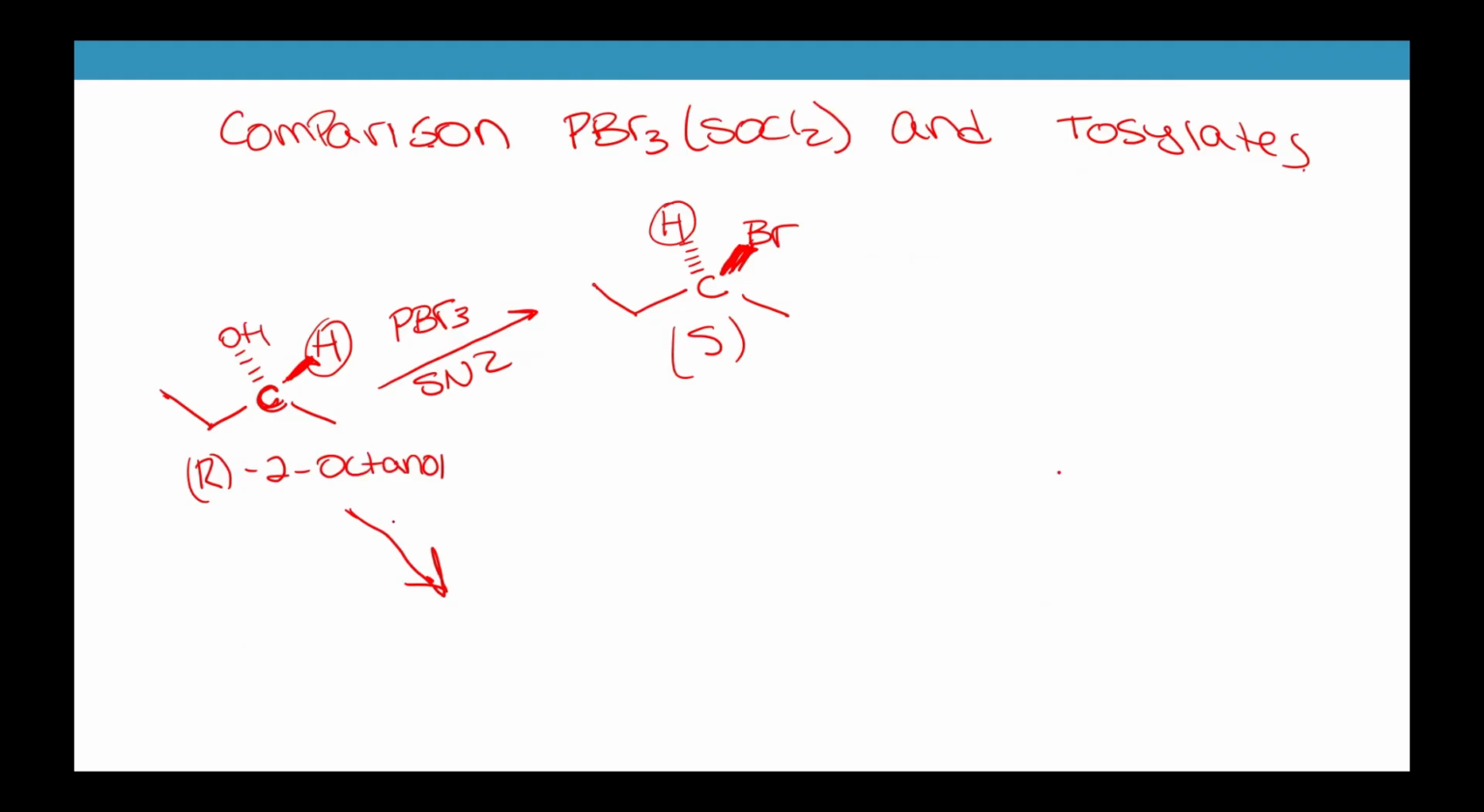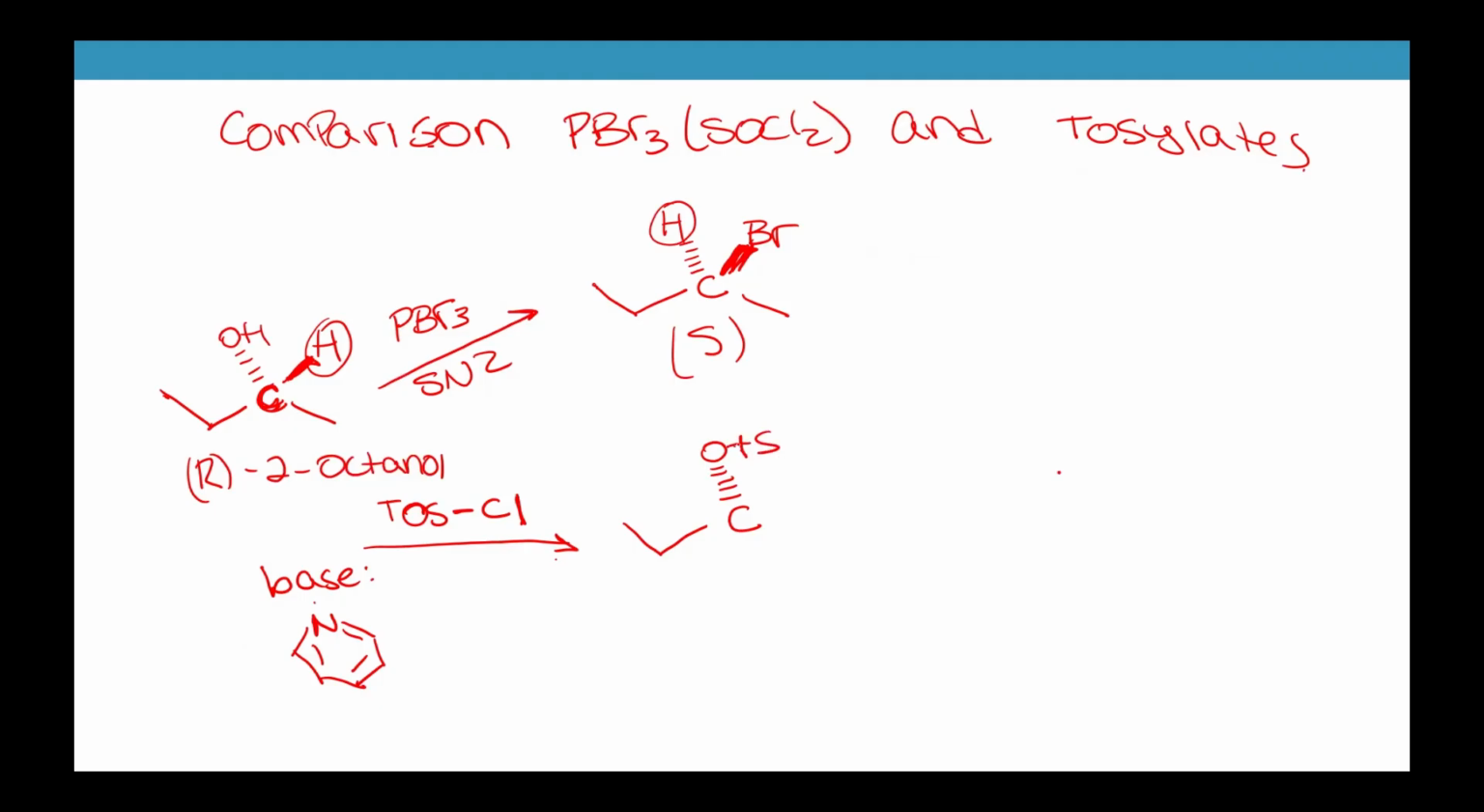If we compare this with, oh, my pen is giving out, tosyl chloride, and this does require a base like pyridine to deprotonate the alcohol. There is a substitution, but it occurs at the tosyl, not at the carbon of the alcohol. And so the stereochemistry is retained. So OTs is now my leaving group. So the hydrogen was forward and it remains forward. So this is R.